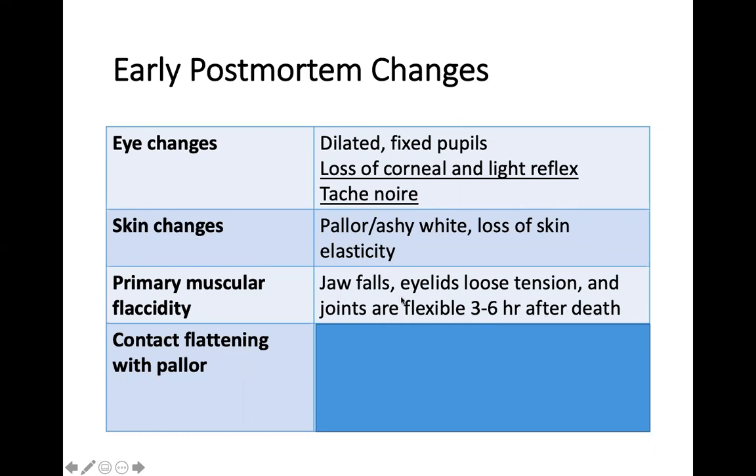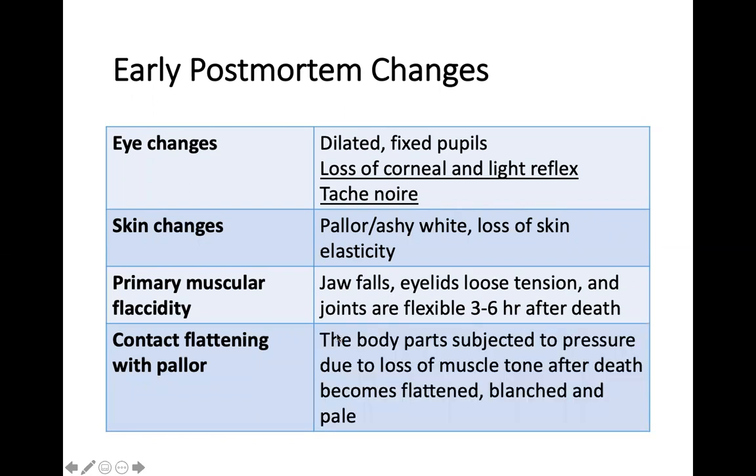So, ito yung nafe-feel nyo siguro pag meron kayong activity na kailangan yung tapusin na tatlo, no? The jaw falls and the eyelids lose tension. Alright? Next is your contact flattening with pallor. So, anong nangyayari, no?